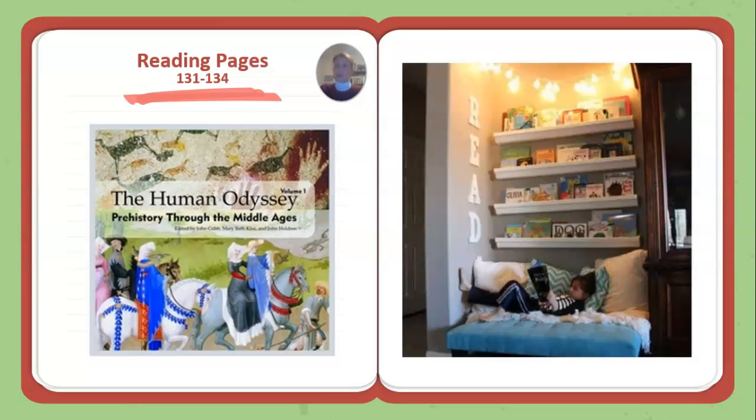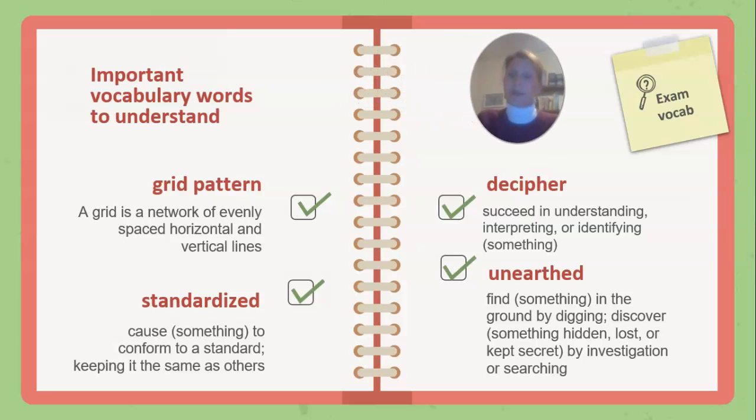Again, make sure you're doing your reading pages 131 to 134 to help organize your thoughts. Important vocabulary words to understand. Grid pattern. A grid is a network of evenly spaced horizontal and vertical lines. Standardized means to cause something to conform to a standard, keeping it the same as others. Decipher means to succeed in understanding, interpreting, or identifying something. And unearth means to find something in the ground by digging. Discover something hidden, lost, or kept secret by investigation or by searching.